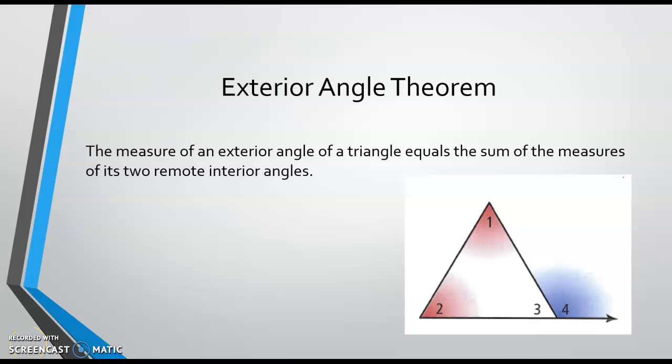In our last video, we talked about exterior angles and what they were and how to identify them. In this one, we're going to focus on the exterior angle theorem. So the exterior angle theorem is the measure of an exterior angle of a triangle equals the sum of the measures of its two remote interior angles.